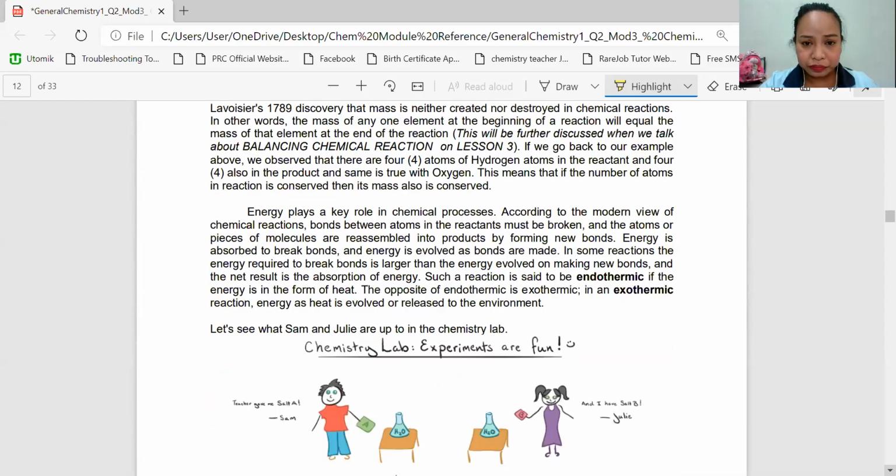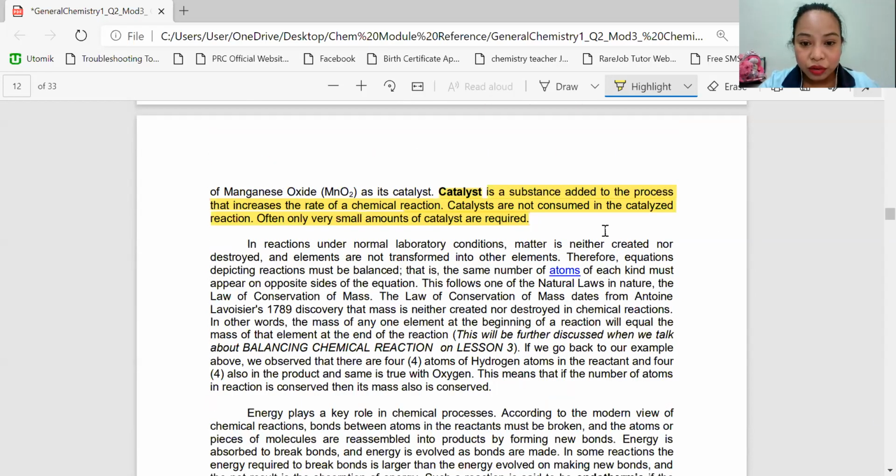So, a chemical reaction follows the law of conservation of mass, in which it states that atoms cannot be created nor destroyed. That's why we need to balance the chemical reaction. So in lesson 3, we will be talking a lot about balancing chemical reaction.